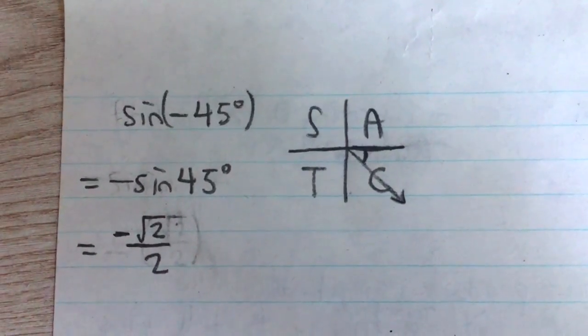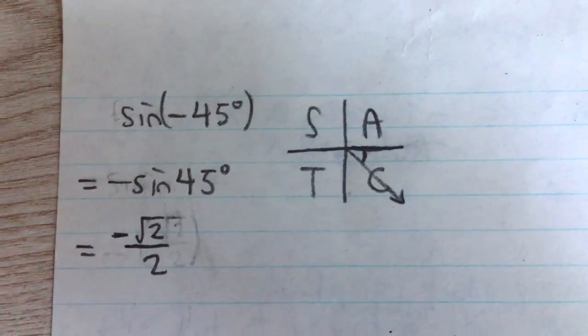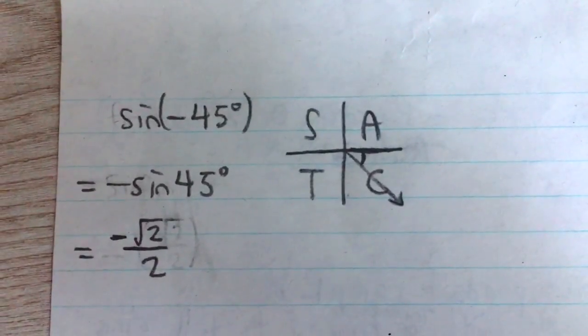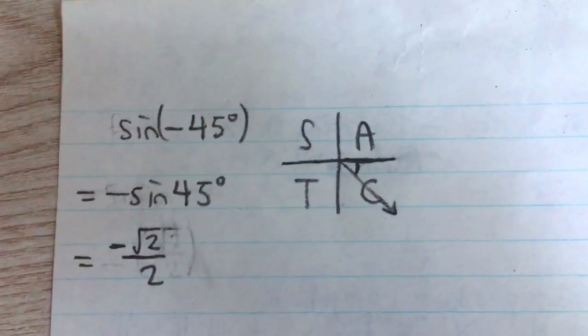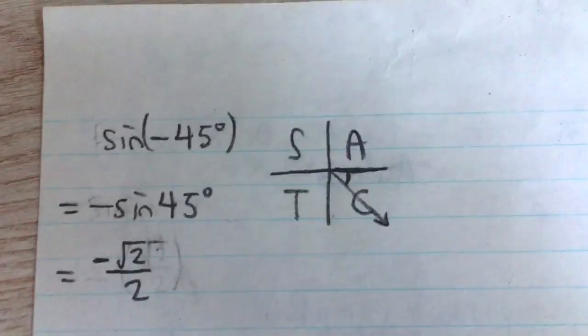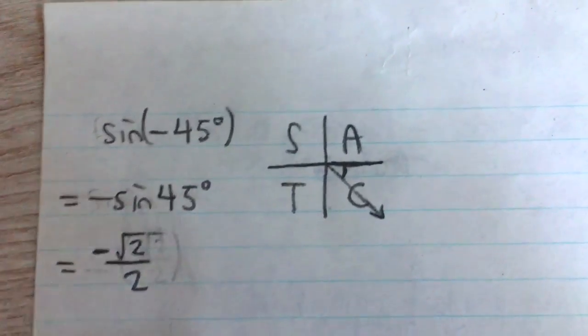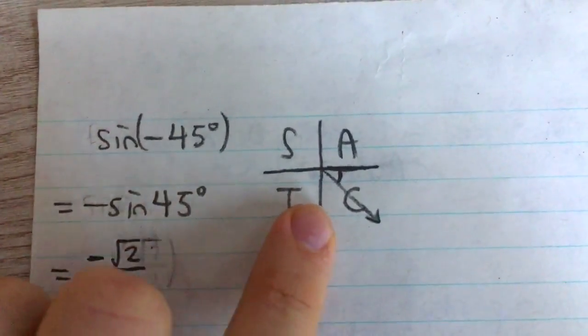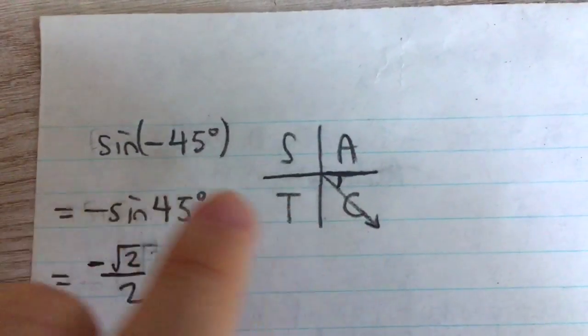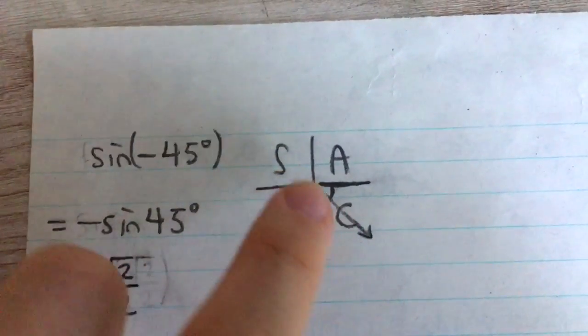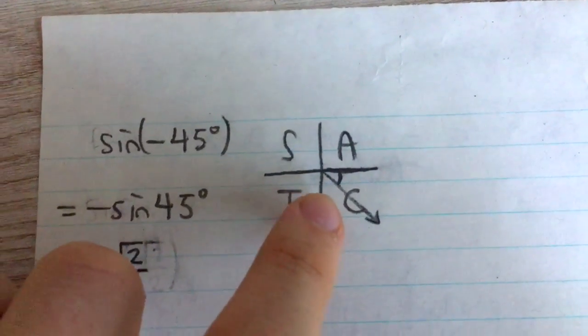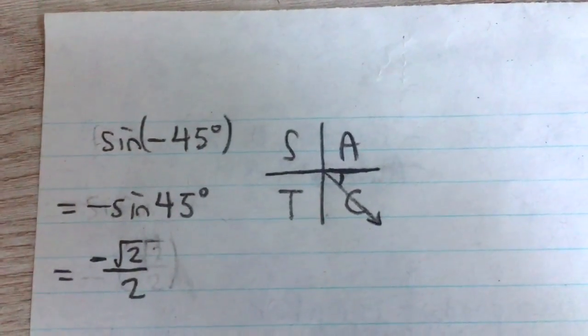Here we have to find sine of negative 45 degrees. First off, we're going to see what quadrant it's in, to see if it's positive or negative. You can see it's in the fourth quadrant, because a negative 45 degree angle means we count clockwise. And in the fourth quadrant, only cosine is positive.